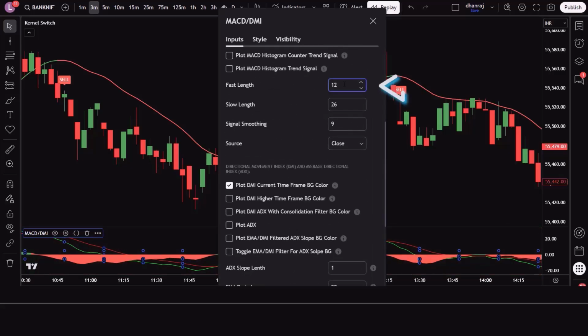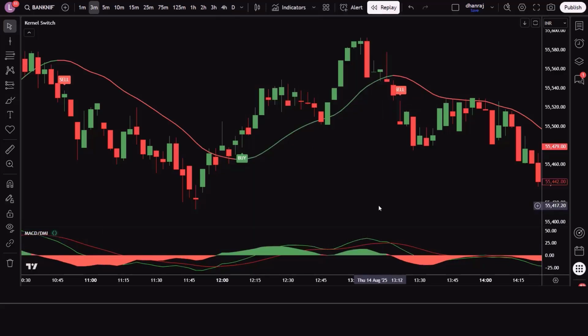We have to change this fast length option from 12 to 8. We have to change this slow length option from 26 to 30. We have to change this signal smoothing option from 9 to 11. We have to change this source option from close to high. Now our setup is ready.